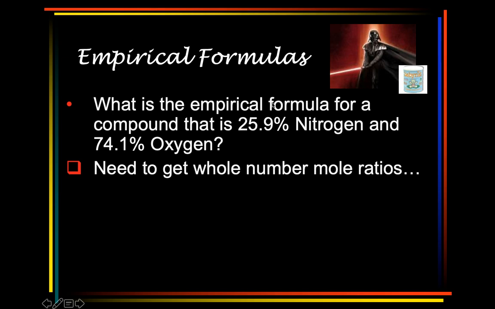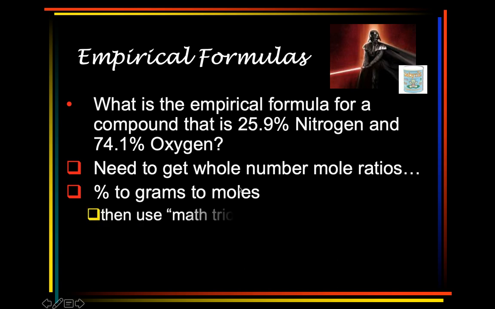So what I'm going to do is basically I'm going to take that percent, and because percent is always out of 100, I'm just going to call this, instead of percent, grams. Again, that's not cheating because that's what percent means. So if I have 25.9% of something, I could say that's 25.9 grams out of 100. So now I've got a unit that is related to moles that I can actually do something with. And then we're going to do some math tricks to get whole numbers.